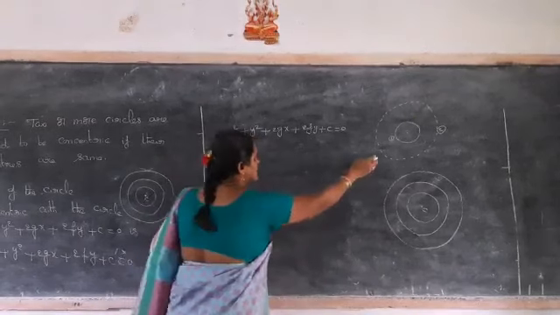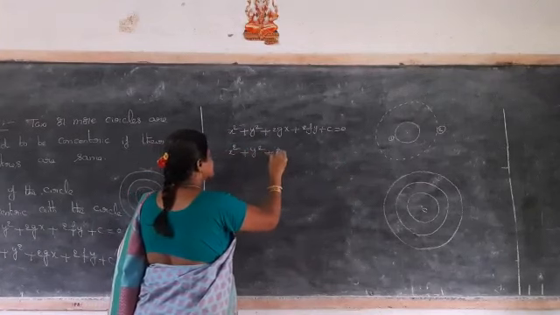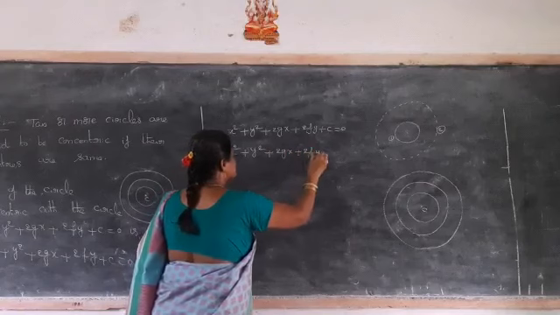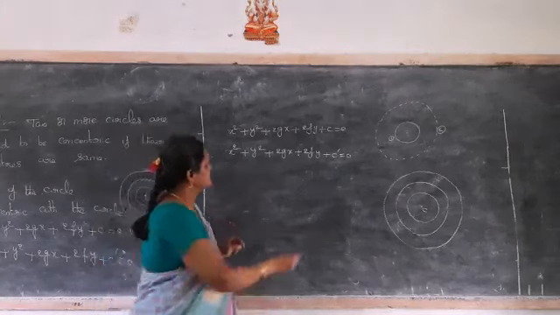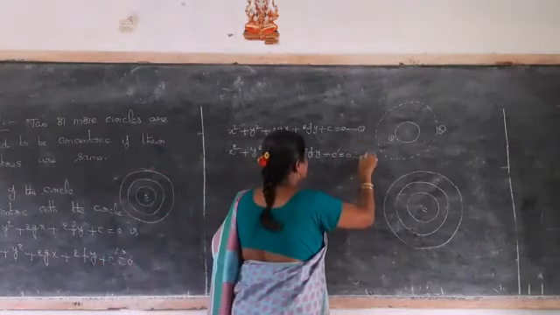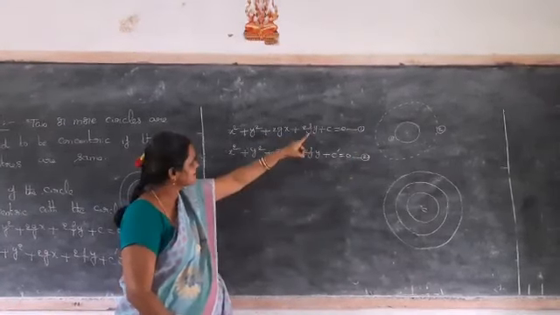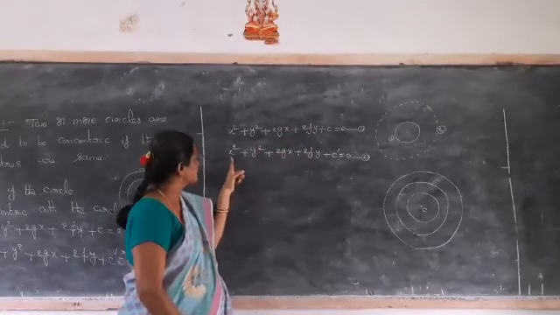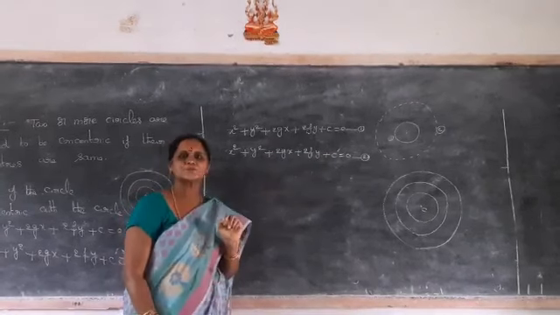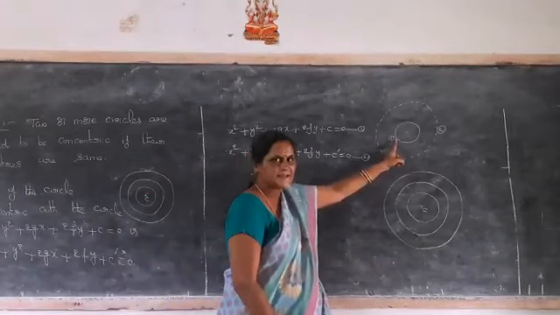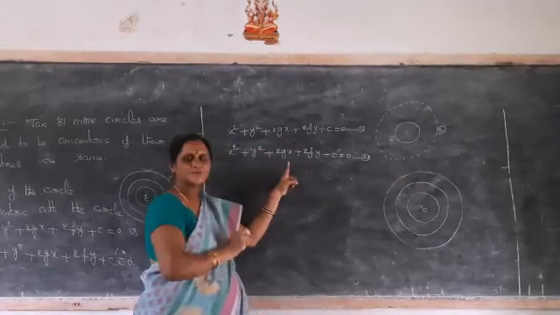Okay, the equation of this second circle is of the form x square plus y square plus 2gx plus 2fy plus c dash is equal to 0. That is, this is equation 1, this is equation 2. That is, the equation of the circle concentric with circle 1 is of the form x square plus y square plus 2gx plus 2fy plus c dash is equal to 0.